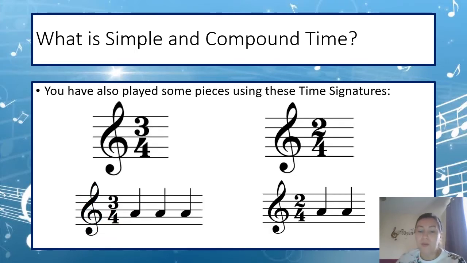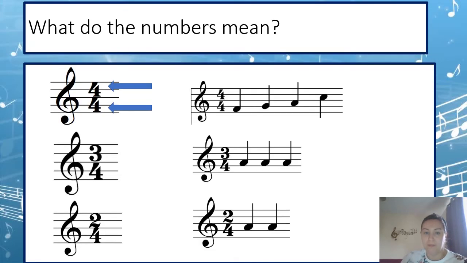You've also played some pieces using the time signatures 3/4 and 2/4, so 3 beats in a bar and 2 beats in a bar. Usually in S1 and S2, we play pieces of music that are in simple time, as they're a little bit easier to play than in compound time. Simple time means the beat divides into 2, and compound time means it divides into 3. So the time signatures 4/4, 3/4, and 2/4 all divide into 2. So they are simple time.